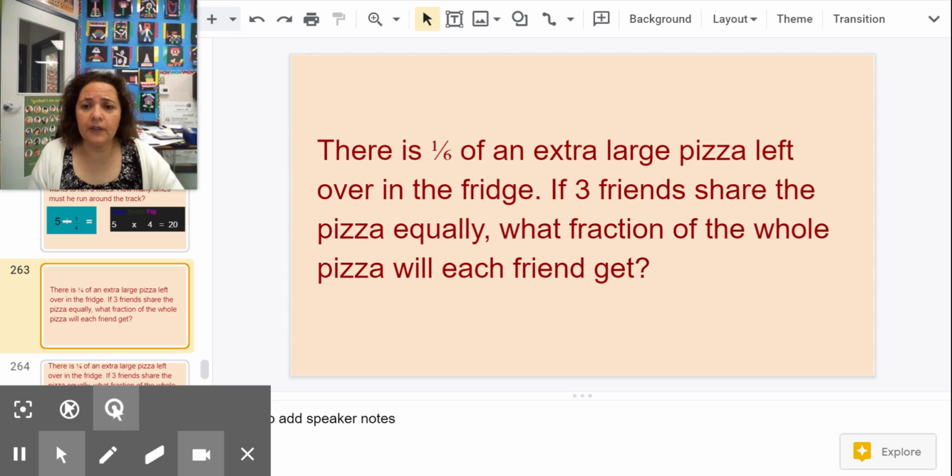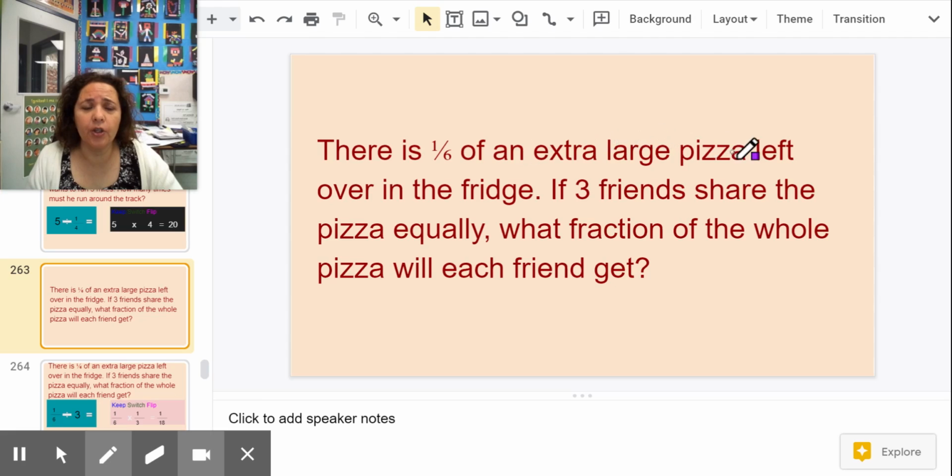Okay, let's take a look at this problem. There is 1/6 of an extra large pizza left over in the fridge. If three friends share the pizza equally, what fraction of the whole pizza will each friend get? Pause the video, see if you can figure out why this is division.